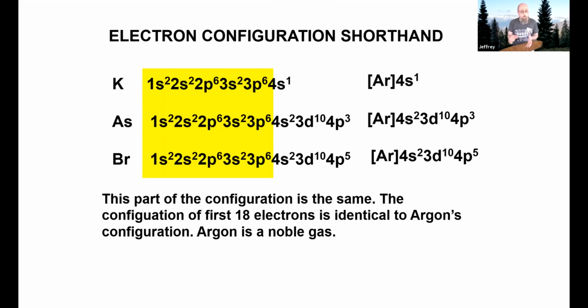So no matter what we do, if you follow this exact system to shortcut, it will always be a noble gas that we substitute in there, because the noble gases are the elements that end with p6 here.